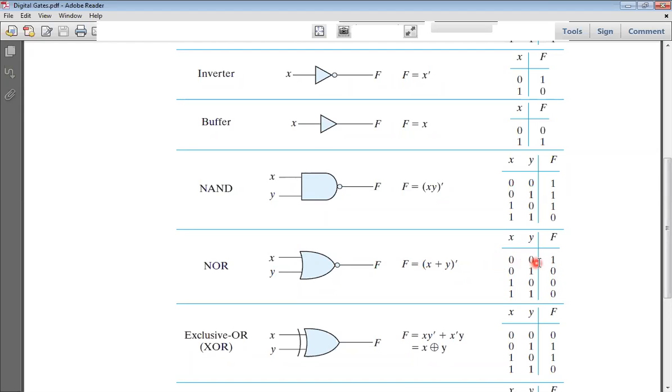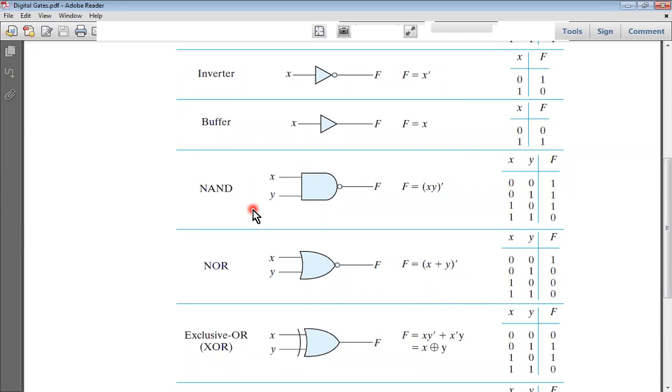So this is the truth table. For x0 y0 the output is 1. For x0 y1 the output is 0. For x1 y0 it is 0, and for the combination 1 1, the output is 0. So if all the inputs are 0, then only the NOR gate output is 1. If any of the inputs is 1, then the output is 0.